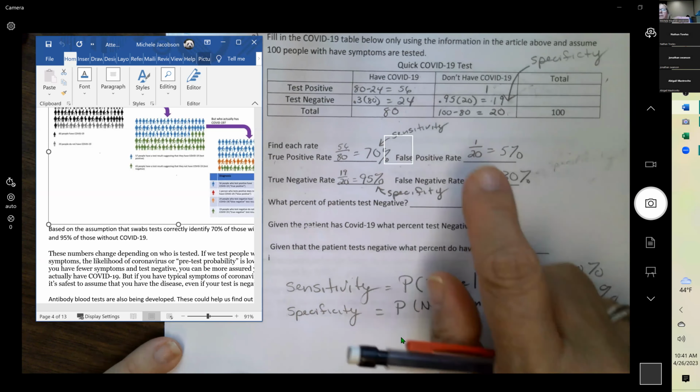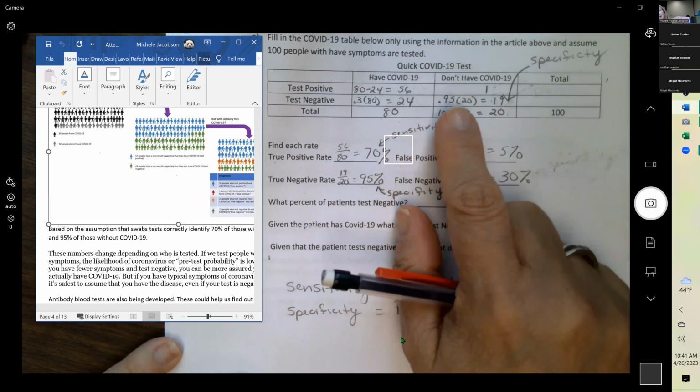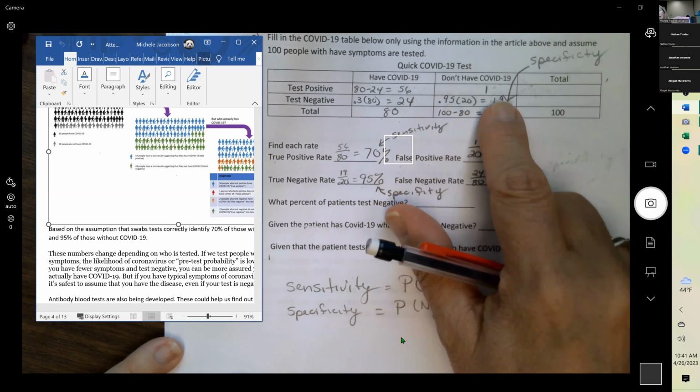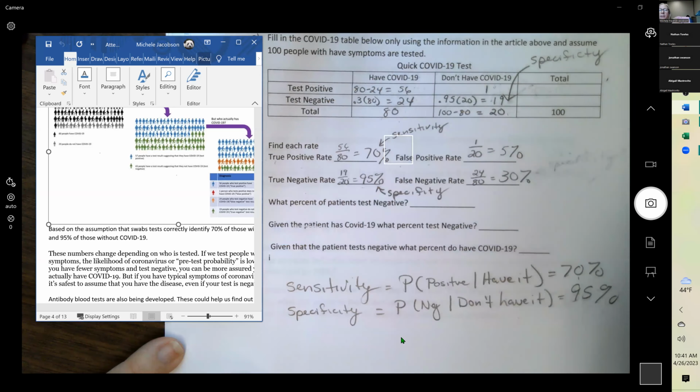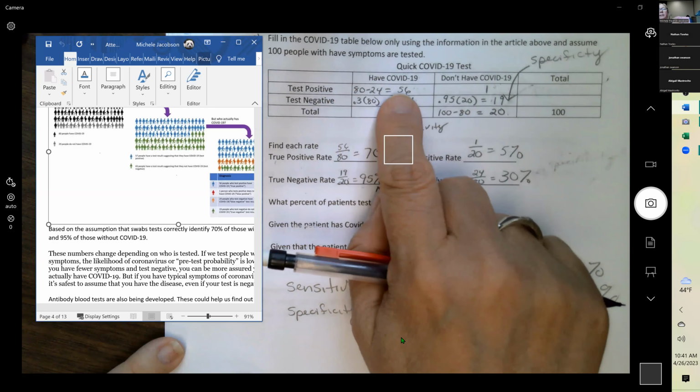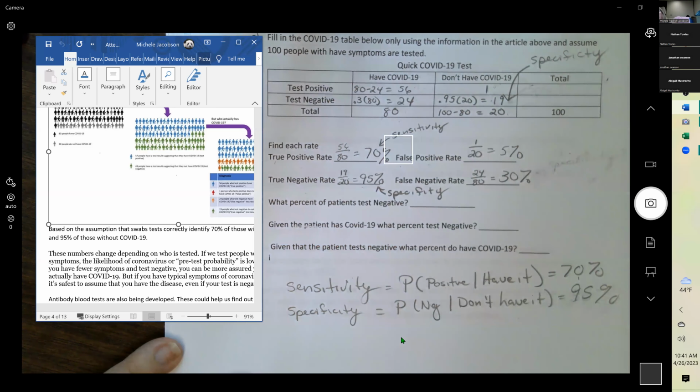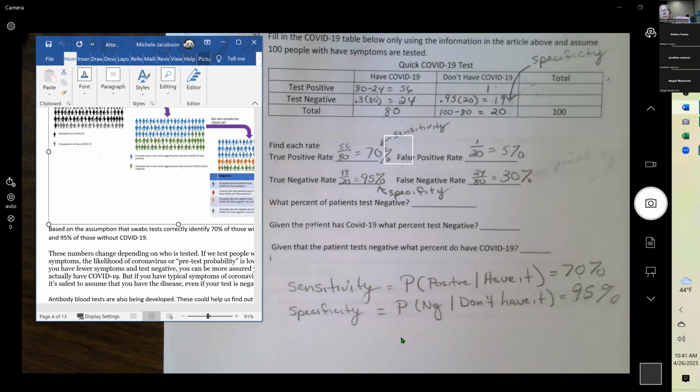So the specificity is here, 19 divided by the total. Sensitivity is here, 56 divided by the total. Any questions on that?